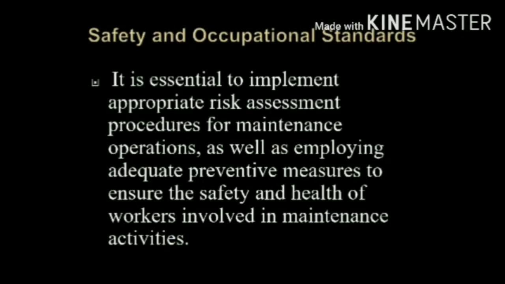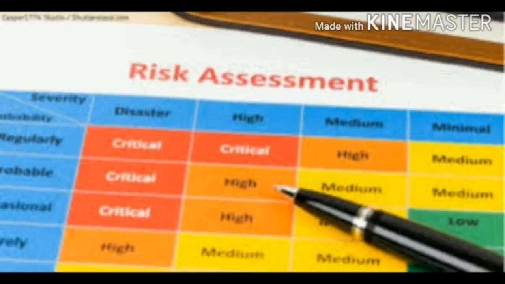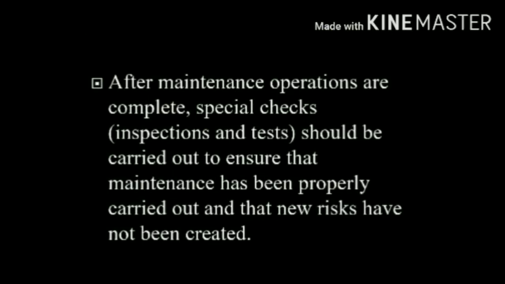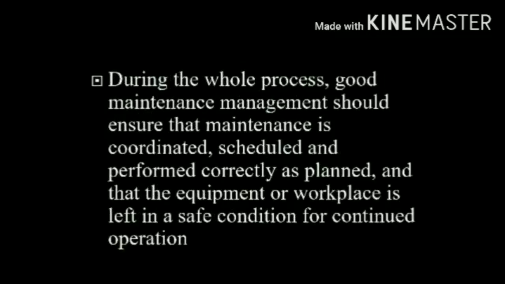Safety and occupational standards. It is essential to implement appropriate risk assessment procedures for maintenance operations as well as employing adequate preventive measures to ensure the safety and health of workers involved in maintenance activities. After maintenance operations are complete, special checks like inspections and tests should be carried out to ensure that maintenance has been properly carried out and that new risks have not been created. During the whole process, good maintenance management should ensure that maintenance is coordinated, scheduled, and performed correctly as planned, and that the equipment or workplace is left in a safe condition for continued operation.